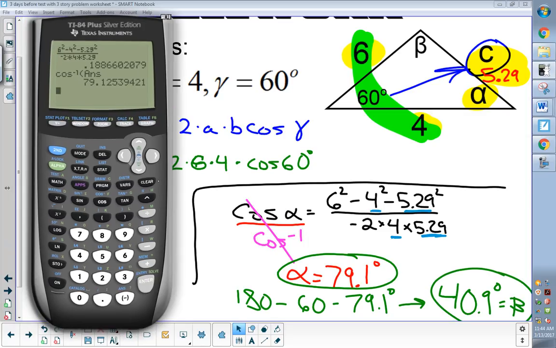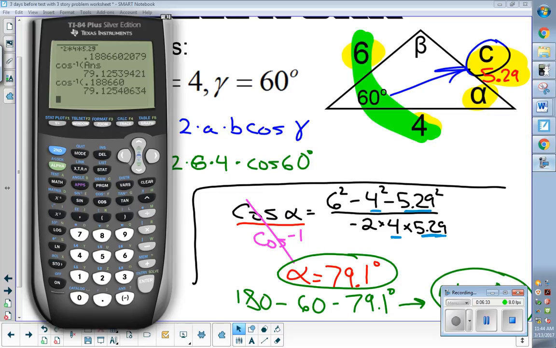Inverse cosine. So second cosine, and then hit second and the negative button. It just types in that decimal for me. If you really want to, you don't have to do that. You could just type in 0.18866, but you have to go quite a few decimals in order to get the right answer. It's better just to use the second negative button. Okay? That's it.